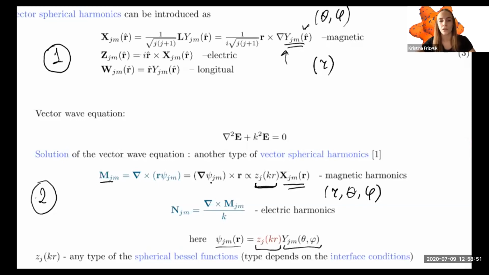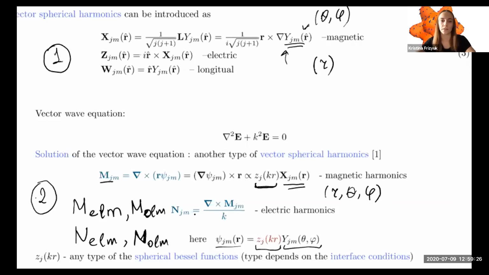You maybe had a question, because in Andrei's lecture, you used some quite different notations. You had, for example, these kinds of functions, which are even, which are odd. And the same for electric, you had even and odd harmonics.